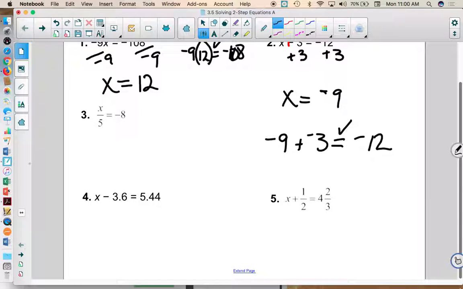Number 3, x divided by 5 equals -8. What is the value of x? Cooper. -40. Cooper said, and Cooper, how did you solve it? I have an easy way. All I do is just 8 times 5. I don't want you to tell me the easy way. I want you to tell me how I should do it with the steps. Because you've got to know the steps.